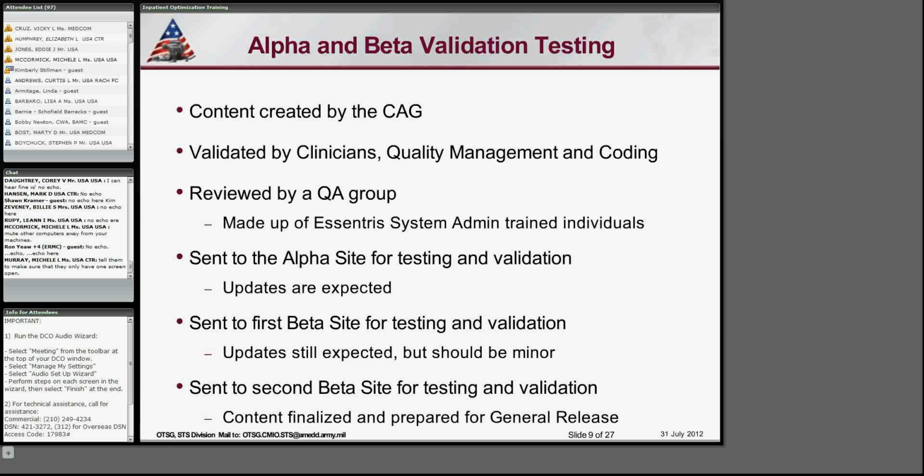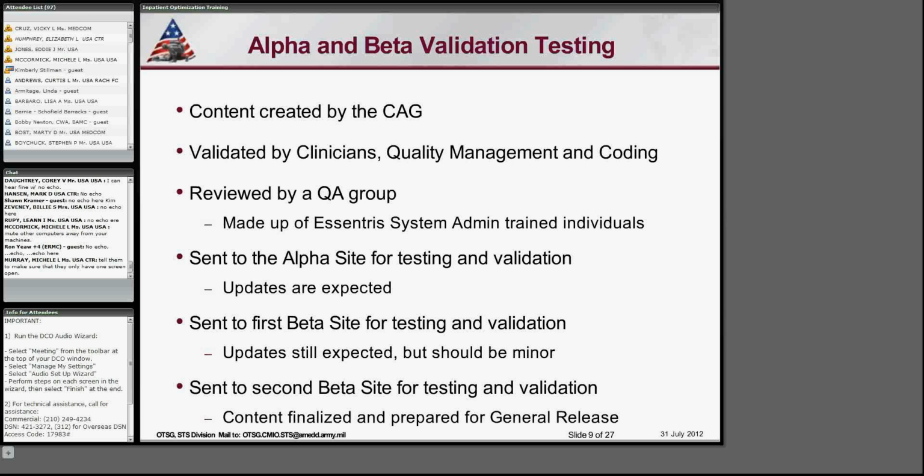This group, as of right now, is made up of all Essentris system admin trained individuals. We do have system administrators from our facilities who have volunteered to be part of this QA group. Essentially, there's a checklist that person is supposed to go through and check different pieces of the note and how it works.